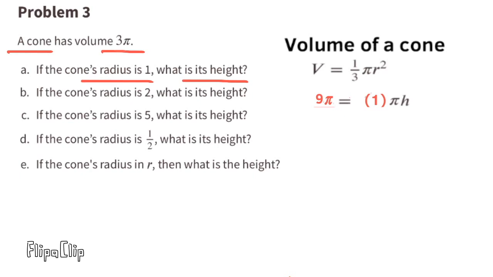And now we can divide both sides by pi. 9 times pi divided by pi equals 9, and 1 times pi times h divided by pi equals h. The height of this cone is 9 units.